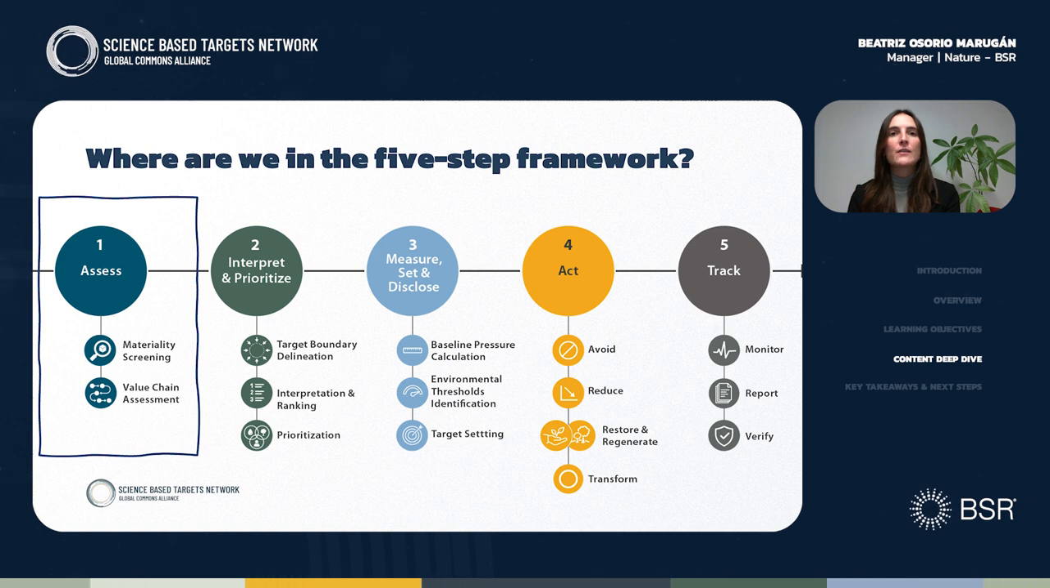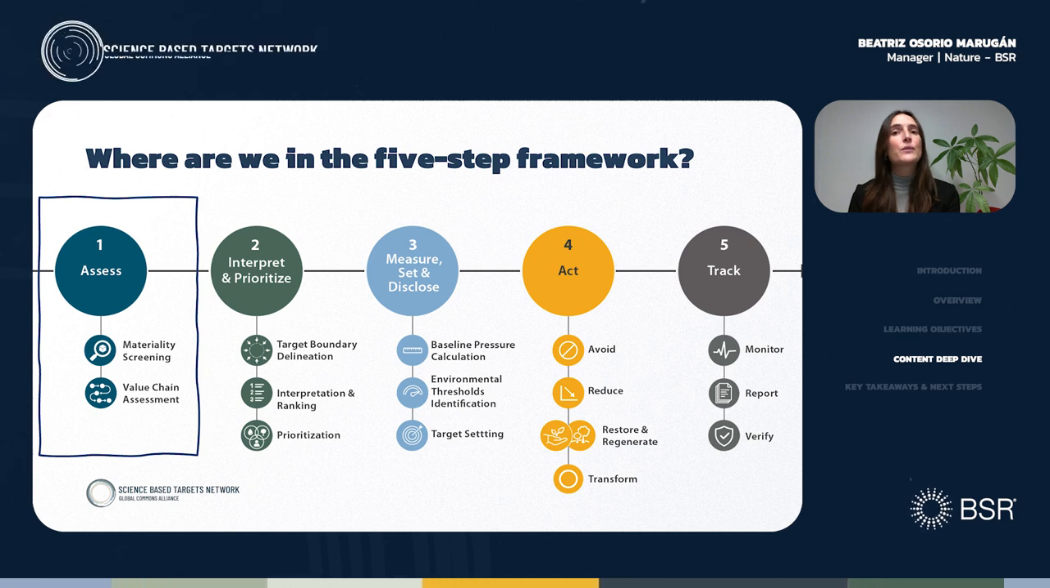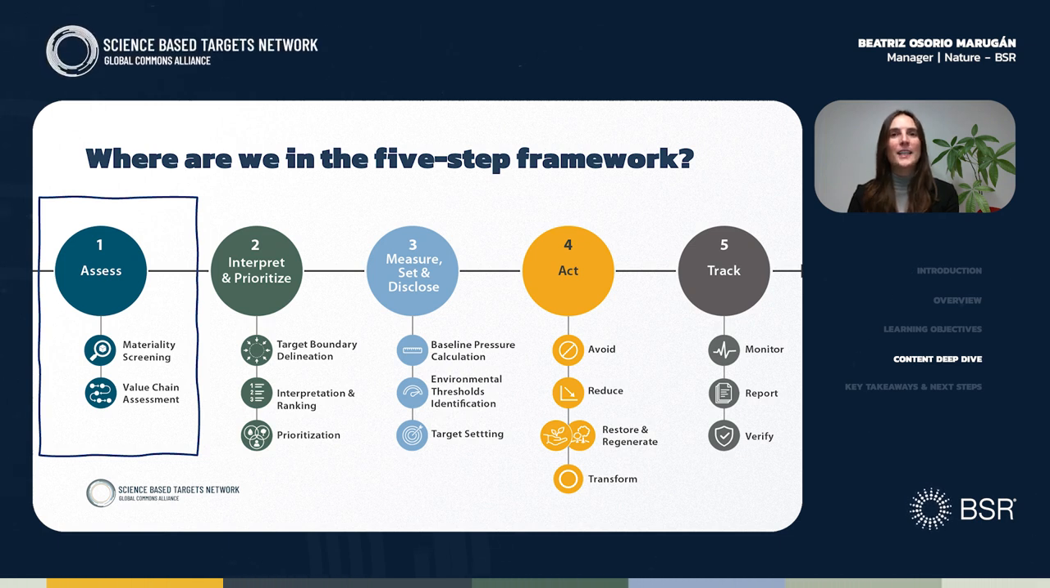Two unique aspects of this approach are, first, that these targets are spatially explicit, reflecting the needs of nature in locations that company pressures occur in, and secondly, that actions must be guided by the SBTN's action framework of avoiding, reducing, regenerating, restoring, and transforming, consistent with the conservation and mitigation hierarchy of action. And today, we're at the beginning of that journey.